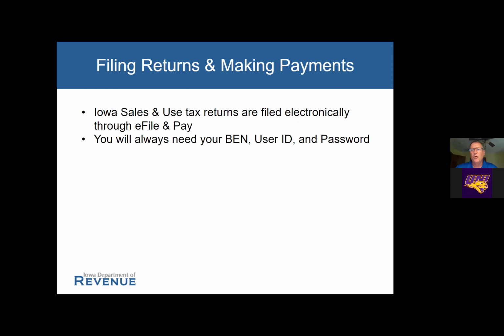There are 3 things that you always need in order to file through e-file and pay. You need your BEN, which is your business e-file number. That's an 8-digit number that's issued to you by the department when you apply for a sales tax permit, excuse me. We're going to give you your tax permit. We're also going to give you the business e-file number. Your user ID and your password, that's something that you set up when you first get into e-file and pay. So you always need to have those things when you're going to file your returns with us.